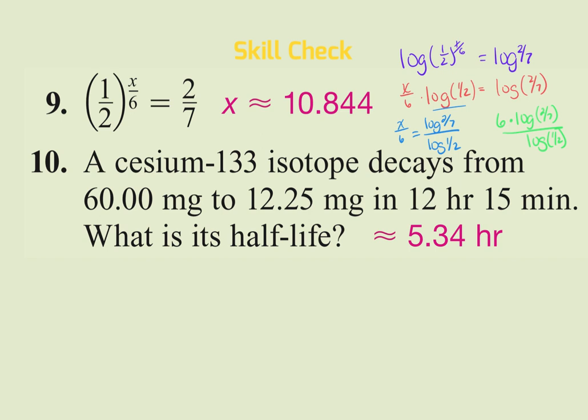A cesium-133 isotope decays from 60 milligrams to 12.25 milligrams in 12 hours and 15 minutes. What is its half-life? So our initial amount is this 60. What we end up with is this 12.25. Set this up like this. 12.25 is going to be equal to 60 times 1/2 to the, and we have the time. The time is 12.25 divided by whatever the half-life is. And we're in hours, not years. So this is going to represent hours.